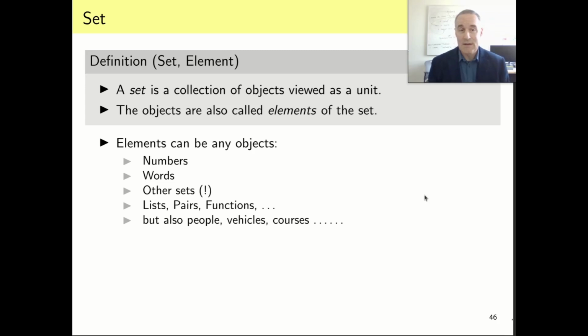A more modern definition of a set: it's a collection of objects viewed as a unit or a group, a group of things taken together. The objects are called the elements of a set. And elements can be any sort of object. They could be numbers, words, other sets. This is a particularly interesting case. You can have sets of sets or sets of sets of sets and so on. We might also have sets of lists, sets of pairs, sets of functions, and we might also be talking about sets of real-world things, not just abstractions in mathematics. We might talk about a set of people, a set of vehicles, a set of courses that are being taught, for example.